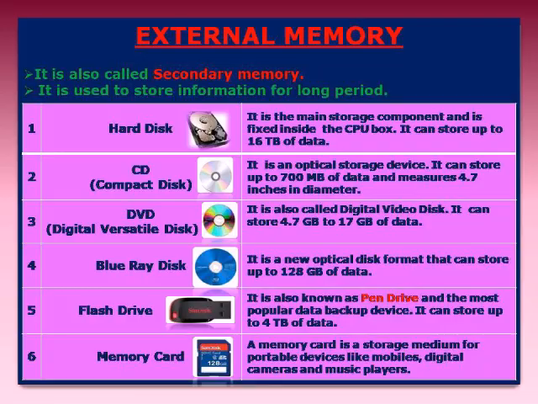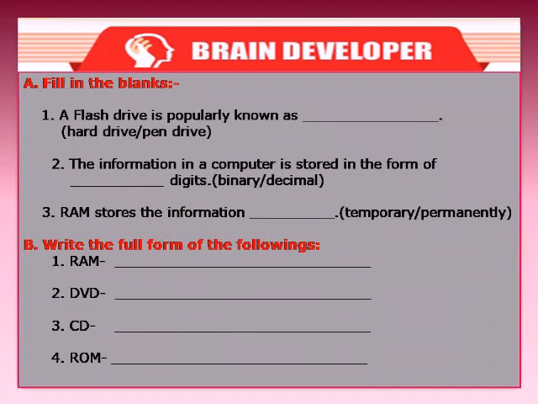Okay children, now time to test yourself. So part A, fill in the blanks. First question, a flash drive is popularly known as dash, hard drive or pen drive. Second, the information in a computer is stored in the form of dash digits, binary or decimal. Third, RAM stores the information dash, temporary or permanently. Part B, write the full form of the following: RAM, second DVD, third CD, fourth ROM.